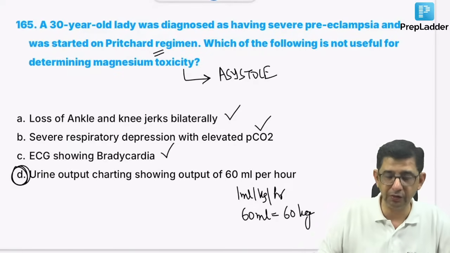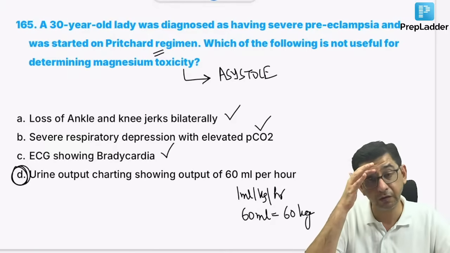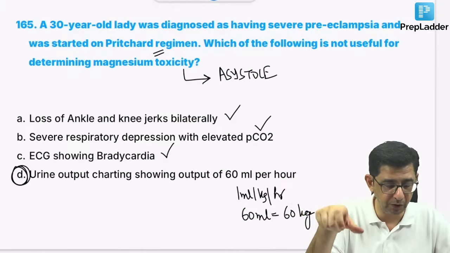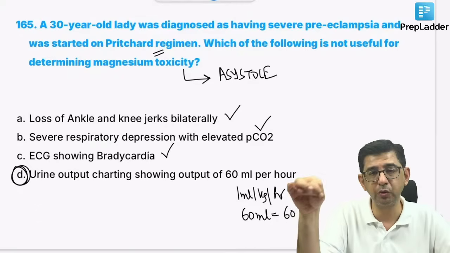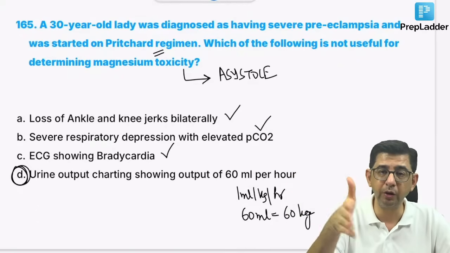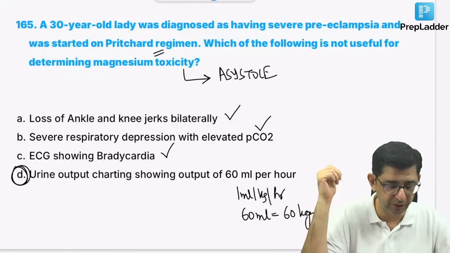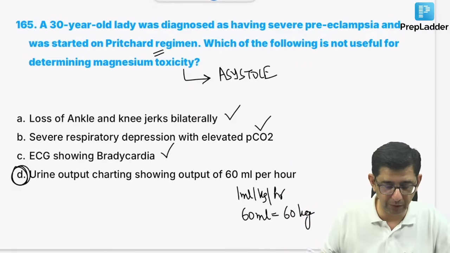So there are two things that I've said. One is magnesium will be an antagonist of calcium, so the heart will relax and asystole will occur. And in Pritchard regimen, what will not help you would be a urine output charting showing urine output of 60 ml. It is 30 ml or lesser that would be giving you an input. So urine output is not going to be helpful in this particular case. The answer is option number D.